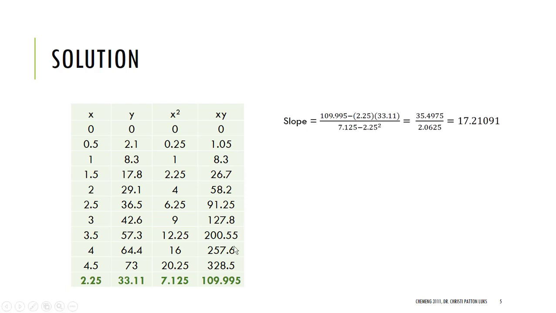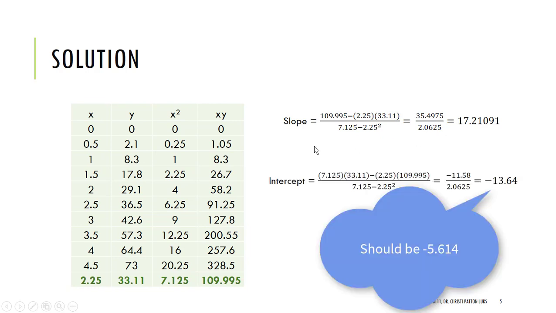So the slope is the average xy minus the average x times the average y, divided by the average of the x squared column minus the average of the x column quantity squared. So I've thrown those numbers in. I end up with 17.2 as my slope. Similarly, I can find the intercept.